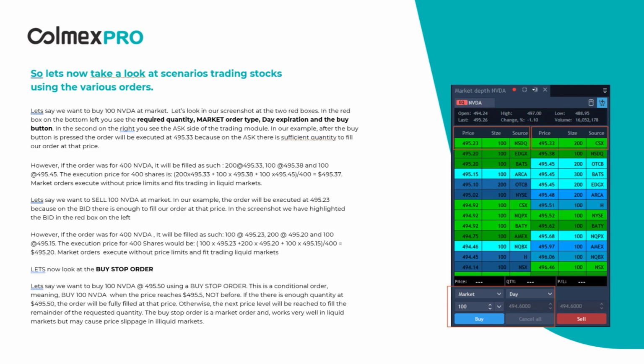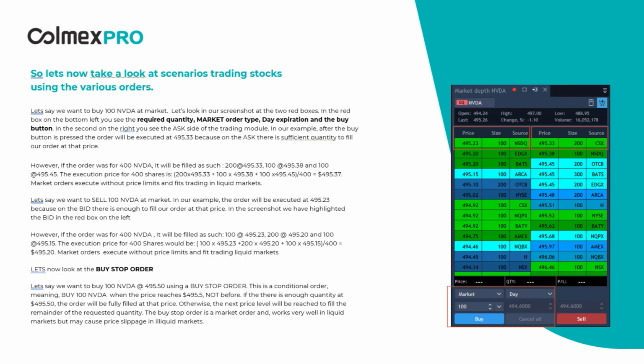So let's now take a look at scenarios trading stocks using various orders. So we're going to go through an example. We have a screenshot to the right, and this is involving the ticker or equity NVIDIA, which has the ticker NVDA. So let's say we want to buy 100 NVDA at market. Let's look in our screenshot to the right at the two red boxes. In the red box on the bottom left, you will see the required quantity, that's 100 shares, the type of order, which is market, the day expiration, and the buy button.